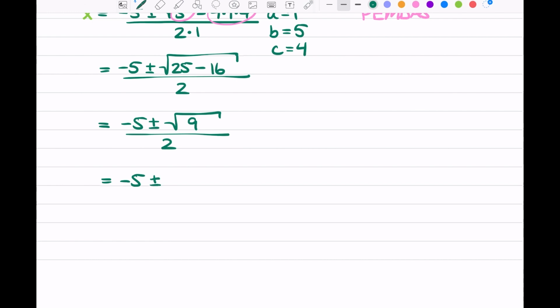The square root of 9 is 3. So we have -5 plus or minus 3, all of that over 2. And we can separate this into two pieces. So we'll have our first root is equal to -5 plus 3 over 2. And our second root is equal to -5 minus 3 over 2.